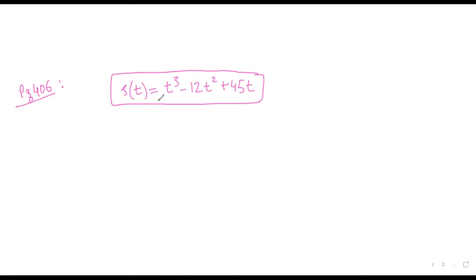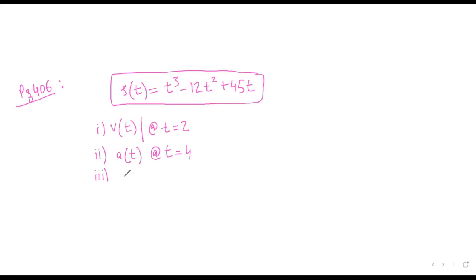So for example, in this question, what they are asking is: what is the velocity at t is equal to 2. This is the first question which is being asked. The second question which is asked is find the acceleration at t is equal to 4 seconds. The third question which is being asked is find the value of t when the particle is instantaneously at rest.